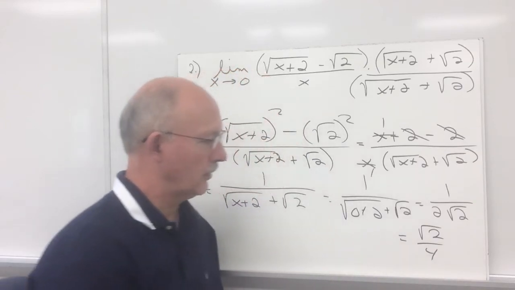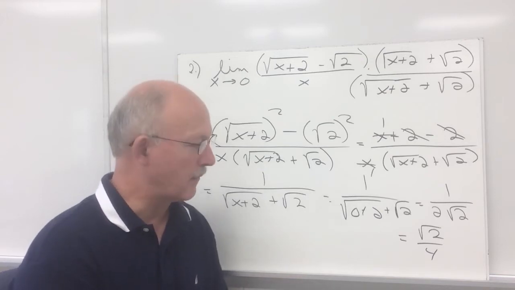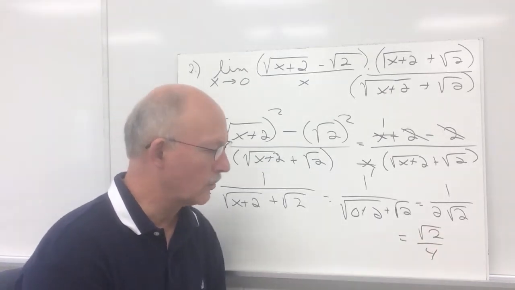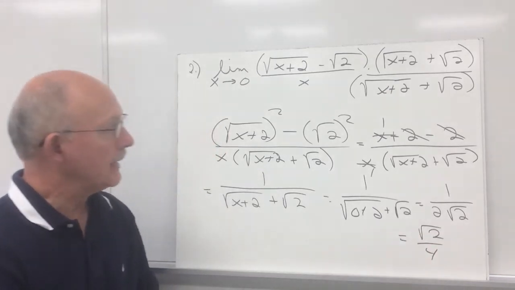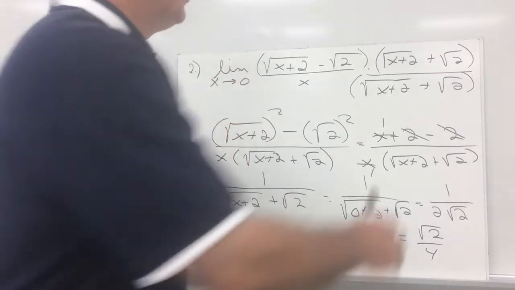All right, so if you write it, remember typically you wouldn't leave a radical in the bottom of a fraction, so simplifying it gives you the square root of 2 over 4. Okay, now the next example, let's take a look. We have one more example. Let's try example number 3 here.